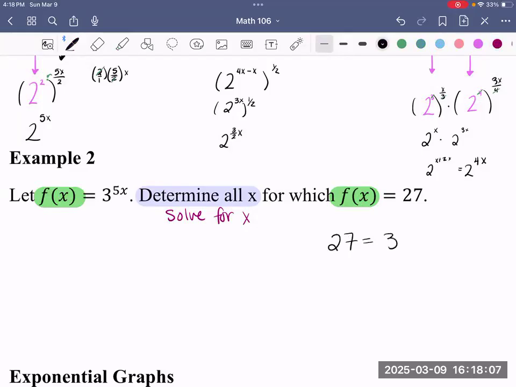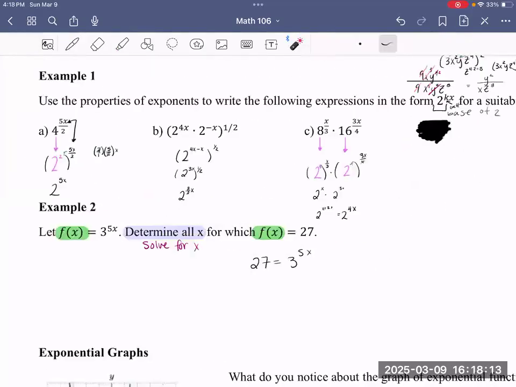27 is equal to 3 to the 5x. And the whole reason why we've been trying to match these bases, this one was kind of specific, hey, let's put it into a base of 2, but really you can do anything as long as you're trying to solve for x. Now, what this is called is solving exponential functions with elementary cases.